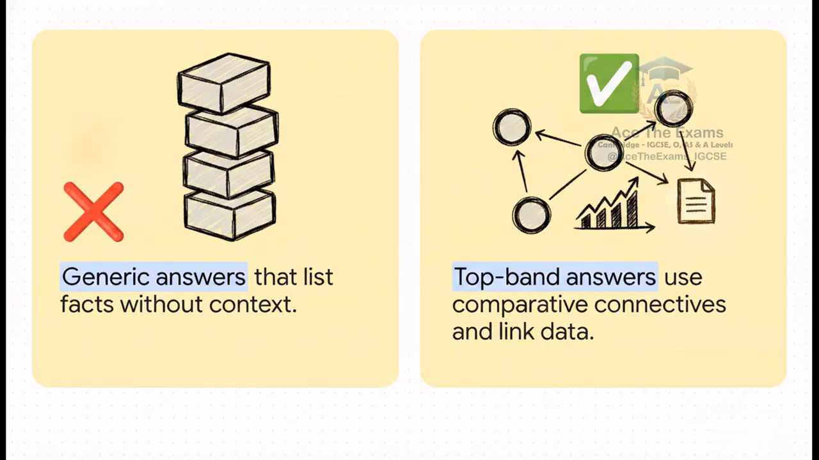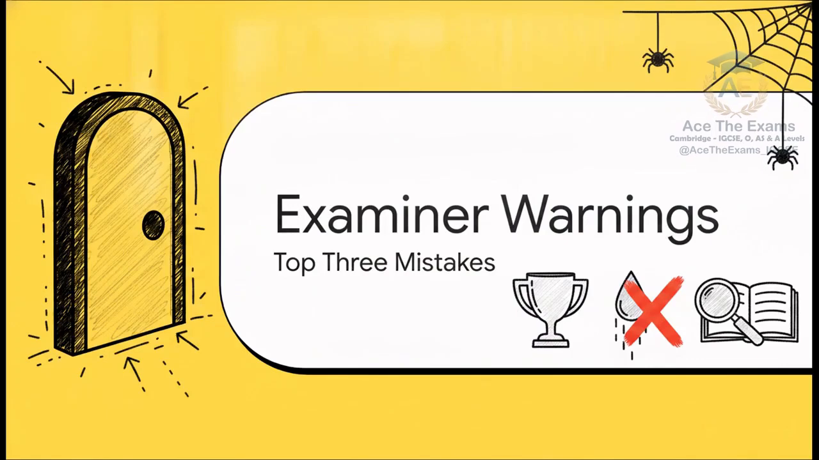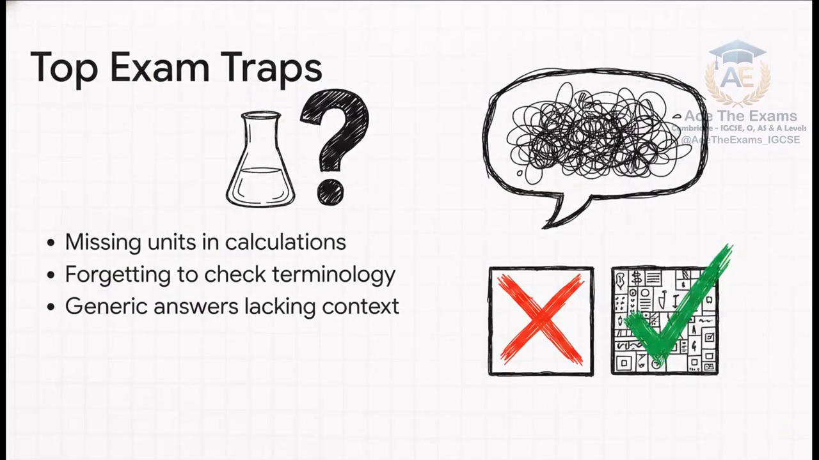Now that we've fixed the structure, we need to talk about the hidden traps. We actually went straight to the source, digging through Cambridge Principal Examiner reports to find exactly where candidates are consistently bleeding marks. Section 4. Top 3 Examiner Warnings. Let's count down the top 3 most dangerous exam traps.